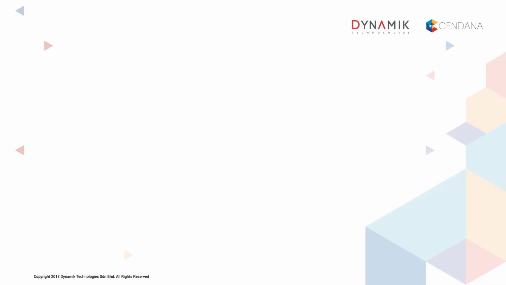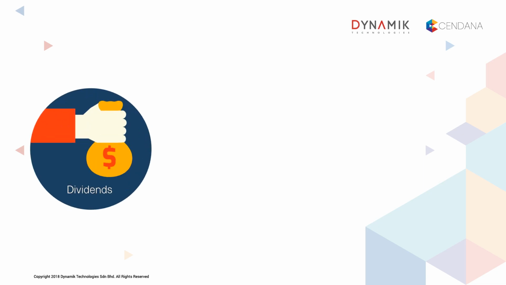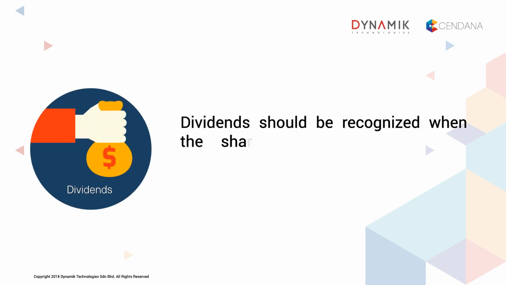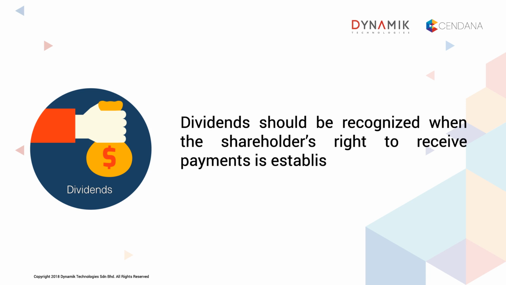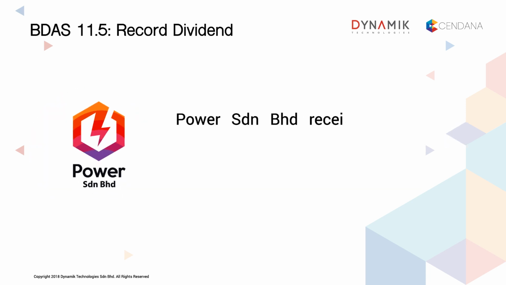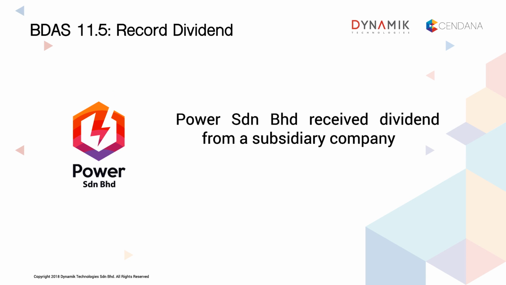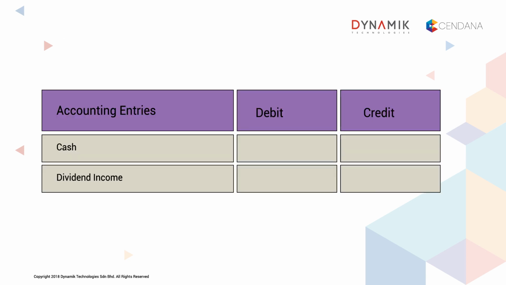Moving on to BDAS 11.5 is to record dividend. It should be recognized when the shareholder's right to receive payment is established. Now let's take a look at the scenario. Power Cendana Berhad received a dividend from a subsidiary company at $50,000. Accounting entries for this scenario will be debit the cash for $50,000 and dividend income for the same amount in the credit side. This is a journal entry transaction.